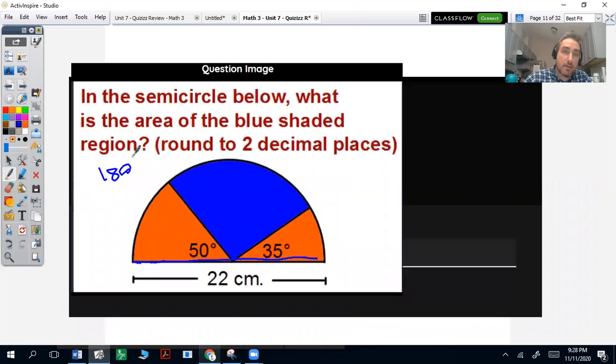So 180 degrees from there all the way around until there, which means that this missing angle, if I subtract the two numbers here from 180, I will get what that number is. So I'm going to do 180 minus 50 minus 35 and see what I get.